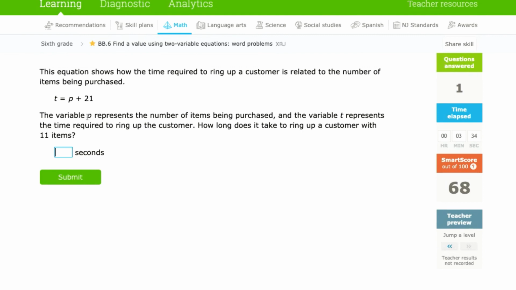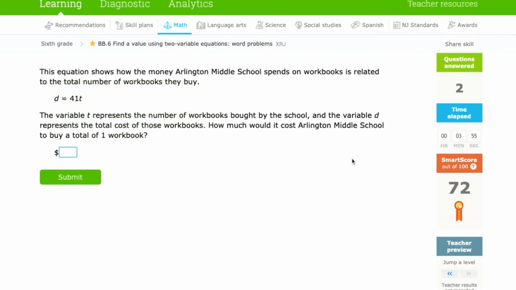So P represents the number of items being purchased. This is 11 items that we're purchasing. So we replace this P with 11 to get the time that it takes. So 11 plus 21 would be 32. So the time it takes is 32 seconds. And again, here, please remember that when you have a number next to a variable, that indicates multiplication.